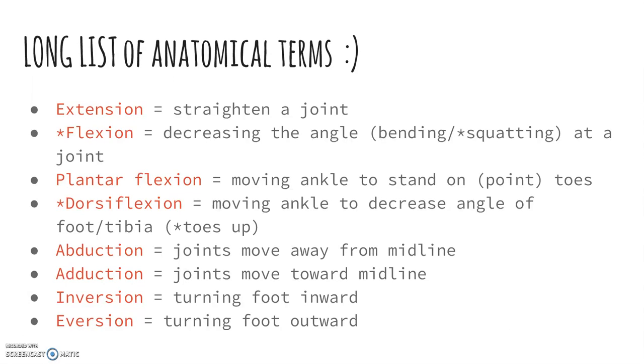Dorsiflexion is moving the ankle so that the angle between the foot and the tibia decreases. So if I'm standing up on my feet and I lift my toes up in the air and I put my weight on my heels and my toes are up, that's dorsiflexion. Abduction, joints moving the bone away from midline. So if I'm pulling my leg away from midline, that's abduction. Adduction moves the bones back toward the midline. Inversion is turning the foot inward. Eversion turns the foot outward.